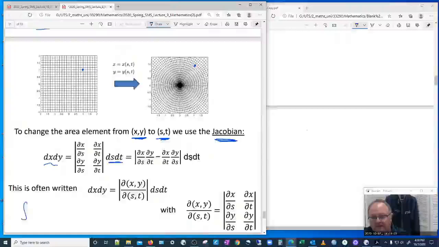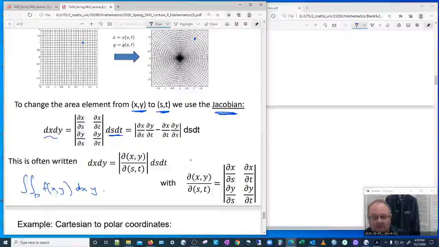So where we'd have our domain in f of x, y, dx dy, we'll now have a double integral, and it will look like this: f of x(s, t), y(s, t), times the Jacobian, ds dt.